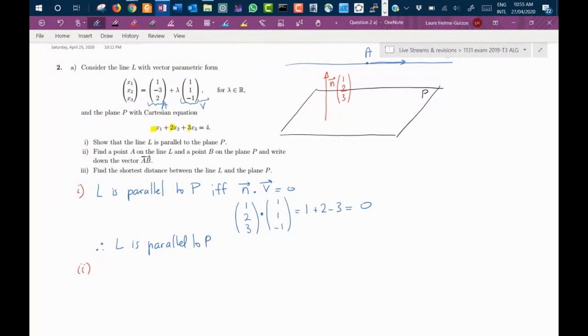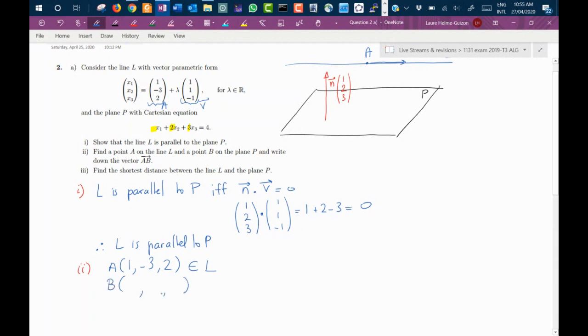So now we need to find a point on the line. I guess we did that already. See, it was not a waste of our time, because from the beginning we analyzed the question and said the point with coordinates (1, -3, 2) belongs to the line, which I'm allowed to write like that. It's less obvious for the plane.